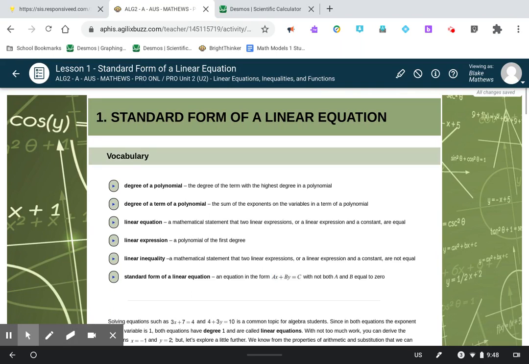All right, this is the Algebra 2 Unit 2 Lesson 1 video. This entire unit is going to be all about linear equations, linear functions, linear inequalities. And so we're kind of going to start with just some basic ideas of what those are.